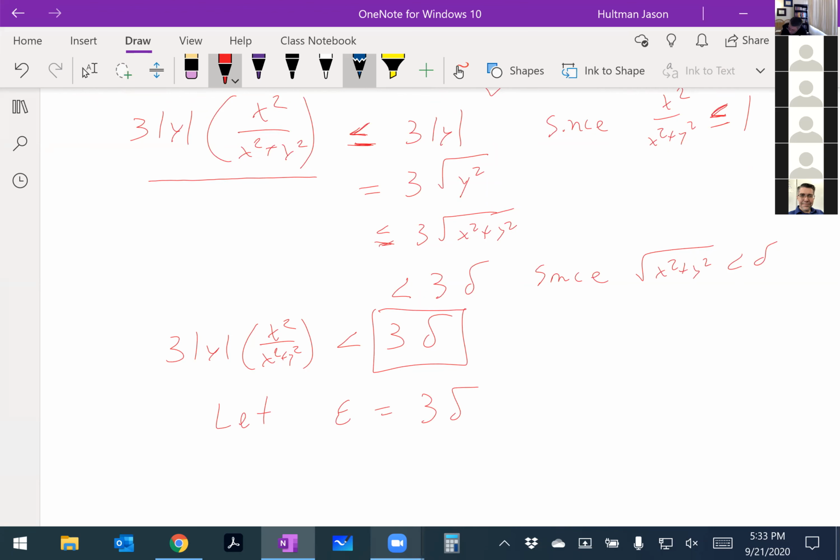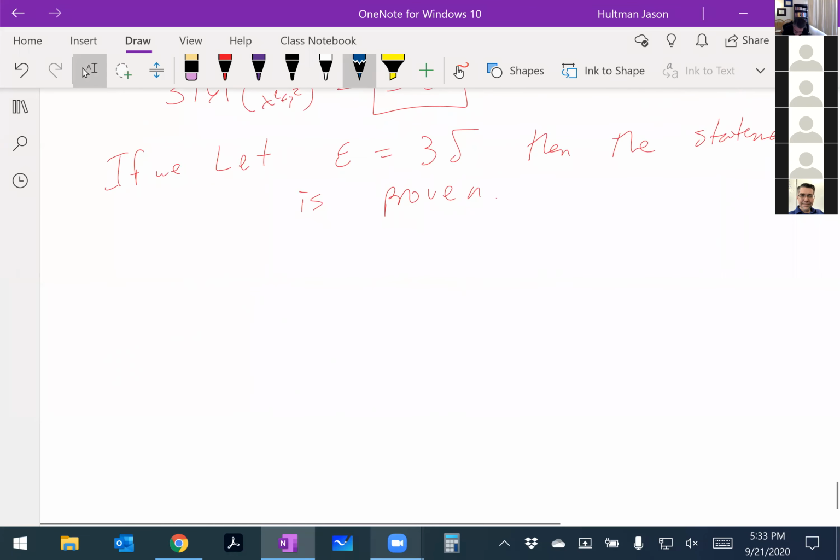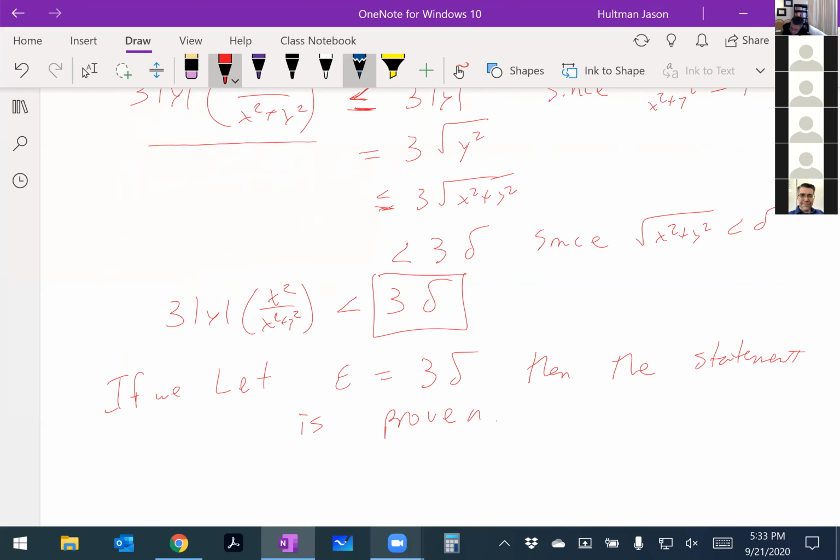And we can now prove this. So if we let epsilon equal 3 delta, then the statement is proven or provable. I'll just put proven. So how is it proven? The first part is to find your epsilon. In a delta epsilon proof, you've got to find your epsilon in terms of delta.